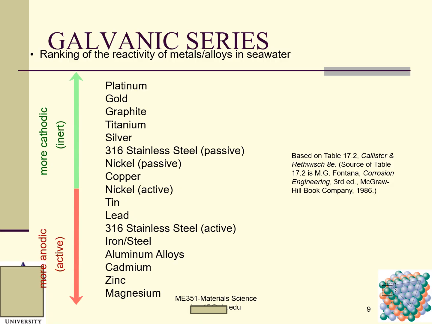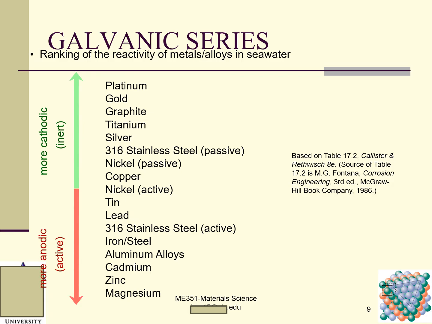Then we talk about the galvanic series, the ranking of the reactivity of metals and alloys in seawater. So this material, they are inert, they are more cathodic. Cathodic means that they accept free electrons. Anodic means that they give up the free electrons.